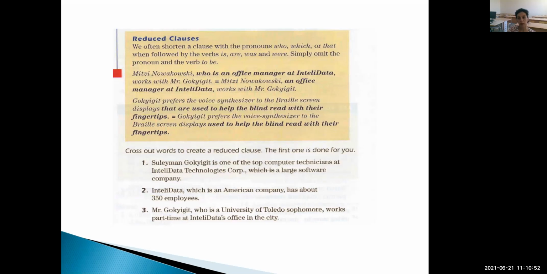Anyway, the meaning of the sentence will be kept, as in the example. So we often shorten a clause with pronouns who, which, or that when followed by the verb is, are, was, were. And we simply omit the verb to be. For example, Mitzi Novakovsky, who is an office manager at Intelidata, works with Mr. Goket. Mitzi Novakovsky, an office manager at Intelidata, works with Mr. Goket. We just omitted here who is, as I've just told you: who, which, that plus to be are omitted. So you have to continue with the exercise.